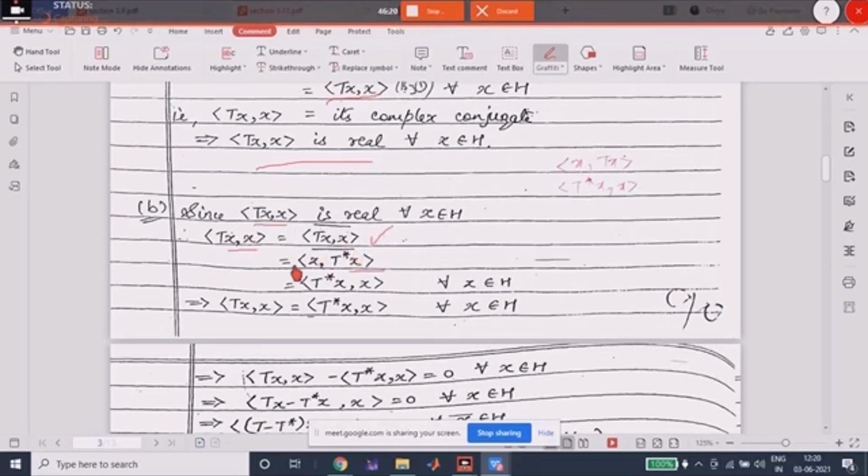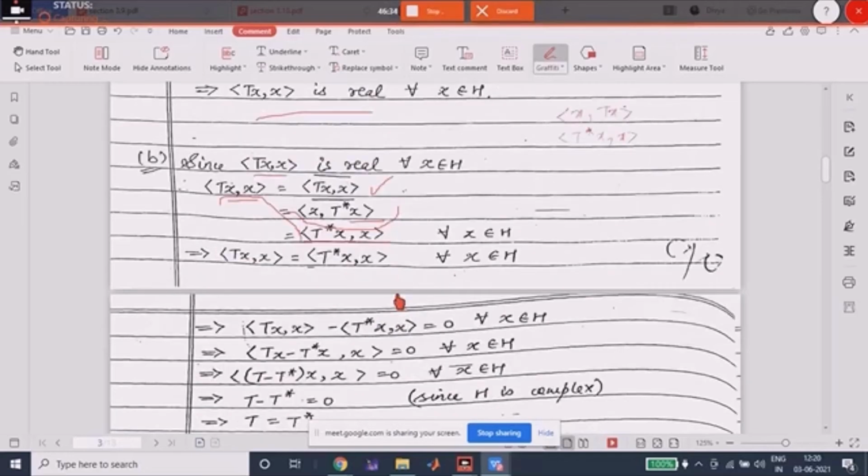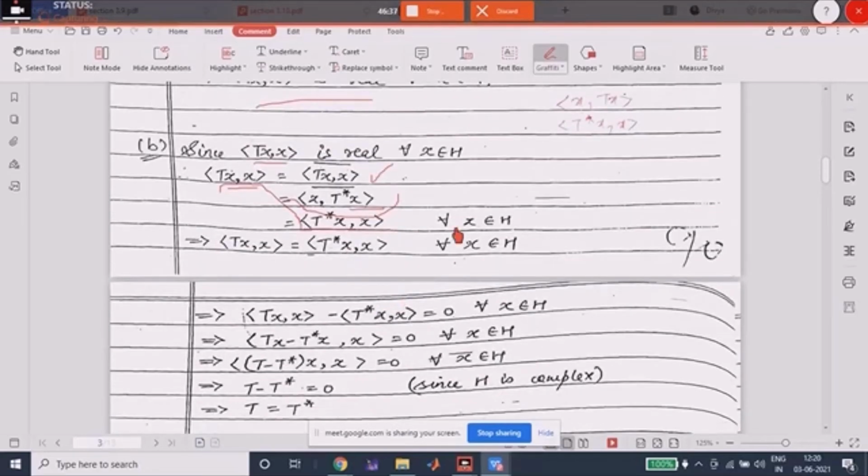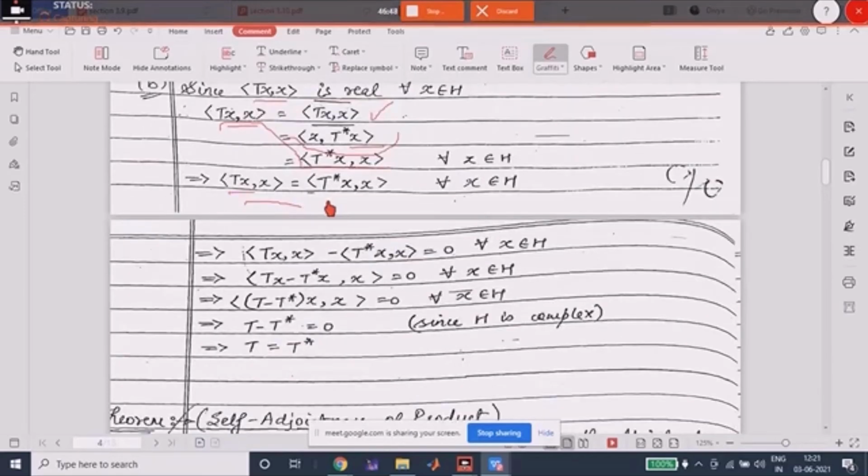Sure. So the second part: since <T x, x> is real, its conjugate equals the same number, right? And the conjugate of the inner product is <x, T* x>, by the definition of adjoint, and this conjugate is nothing but <T* x, x>, right? So this holds for every x. Taking it to the left hand side, we have <(T - T*)x, x> = 0 for every x belonging to H, since this holds for every x.